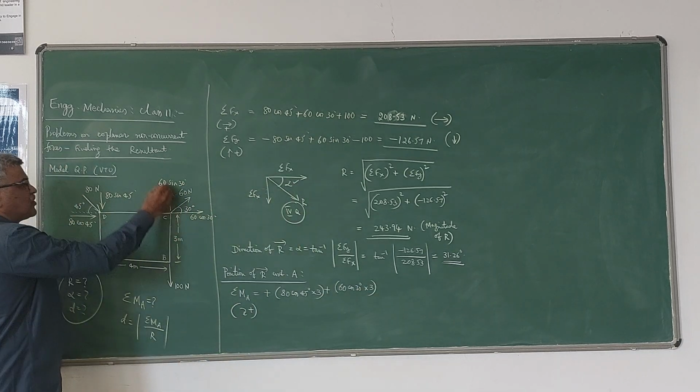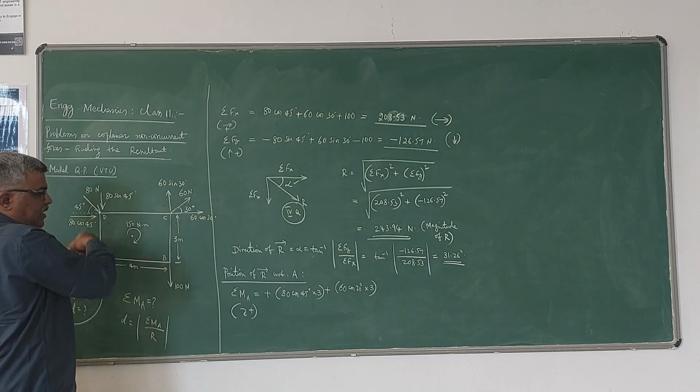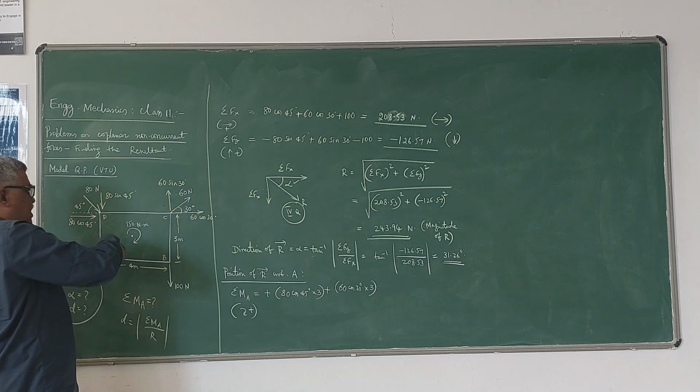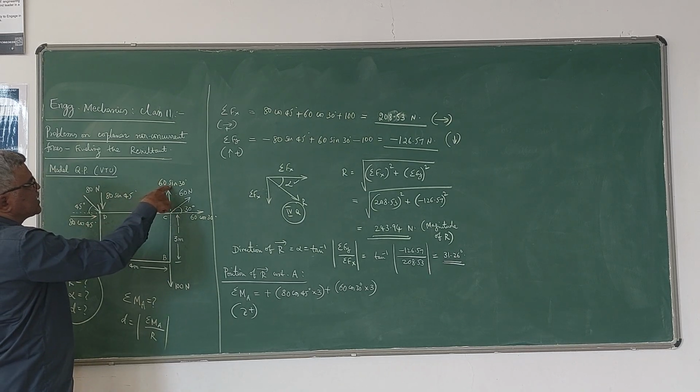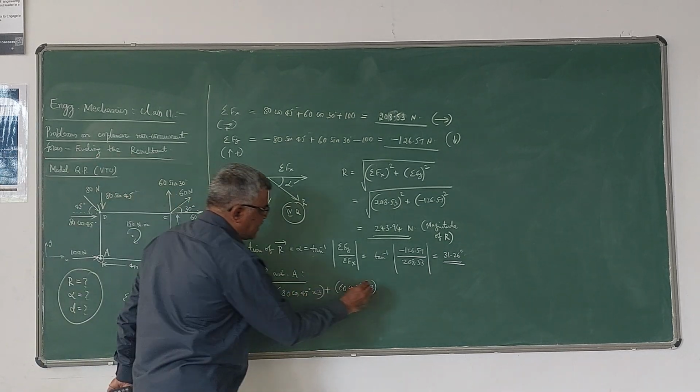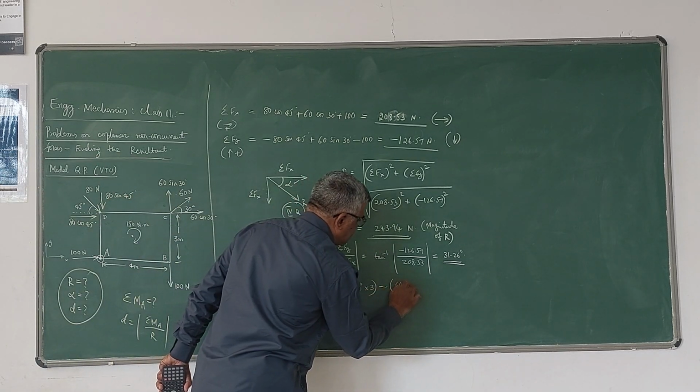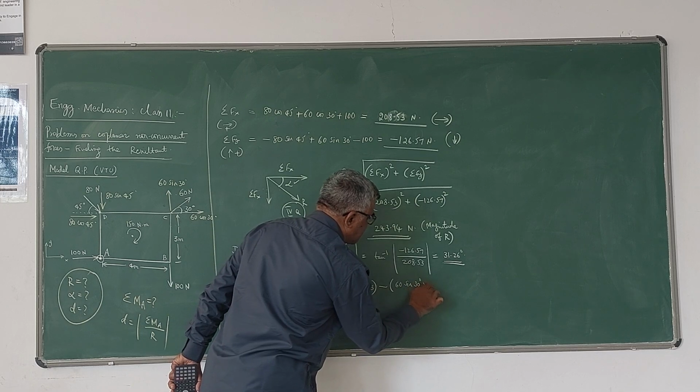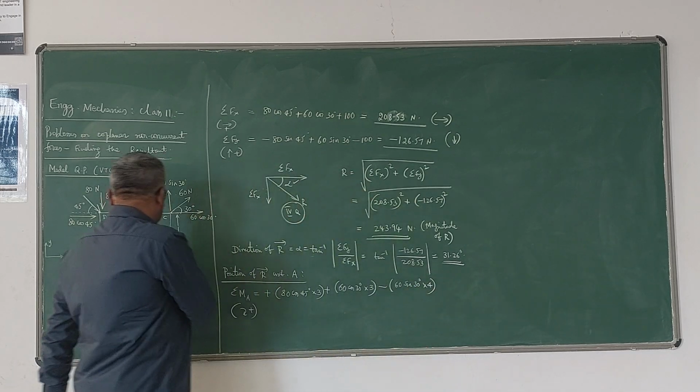Then this force 60 sin 30 also gives a moment, but it is anti-clockwise in nature about the point A. So minus 60 sin 30 into the distance, which is 4 meters, the horizontal distance.